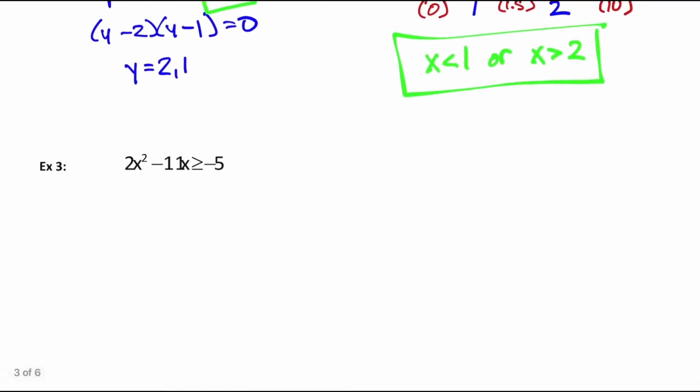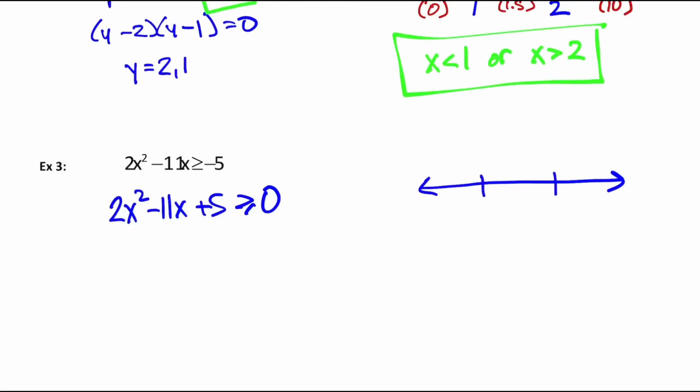All right, I'm going to do all of these, but if you get the hang of this, you can fast forward to the next section, but I'm going to go through in case you need a little bit more practice. All right, example 3. 2x squared minus 11x plus 5 is greater than or equal to 0. So first step is to get 0 on one side. Again, I'm going to need a number line.